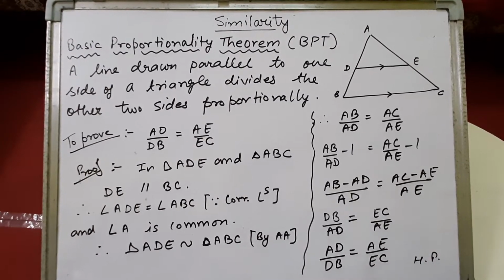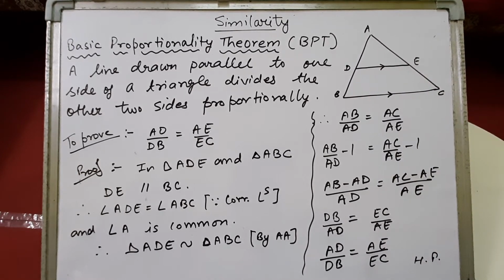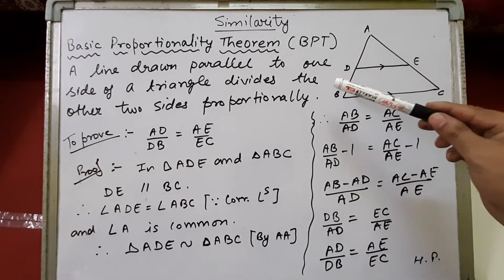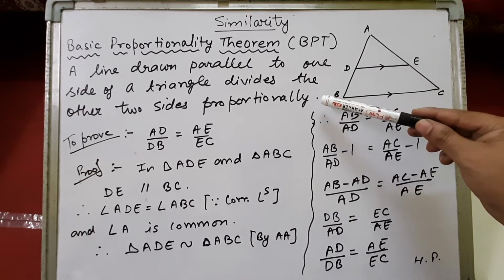Children, next we are going to study the basic proportionality theorem, or BPT. What is the basic proportionality theorem? It means that a line drawn parallel to one side of a triangle divides the other two sides proportionally.